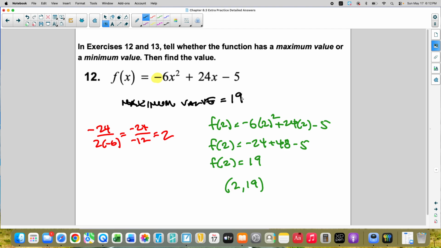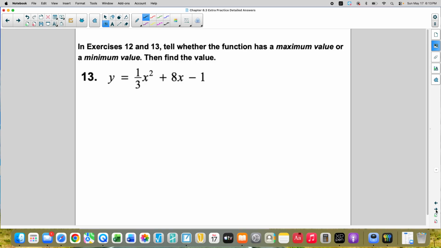And when we talk about the maximum value, I don't know if we always talk about the y value. That's interesting. I would probably give the coordinate, but it's my y value, so it's up and down. So 19, I get it. Maximum of 19.